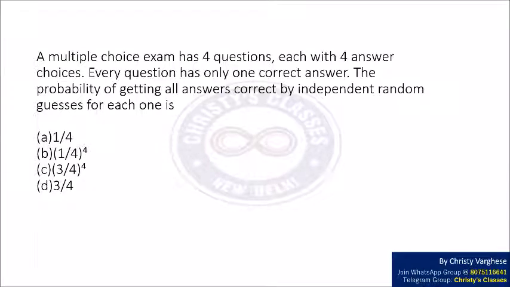In this video, we are going to solve the question. A multiple choice exam has 4 questions, each with 4 answer choices. Every question has only one correct answer. The probability of getting all answers correct by independent random guesses for each one is. So, there are 4 options given.